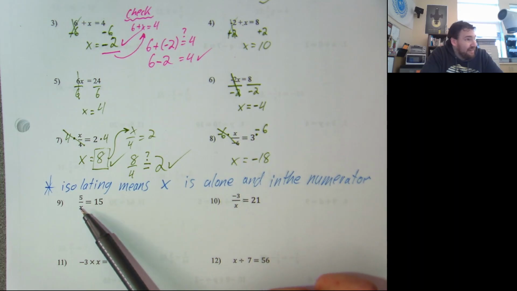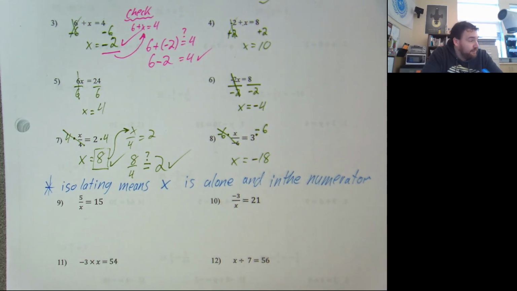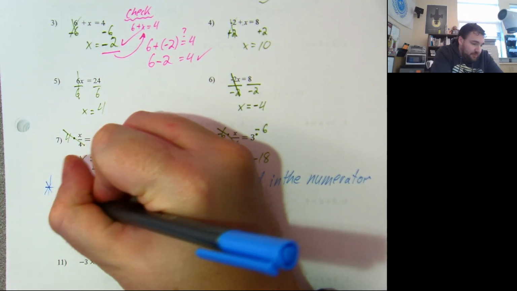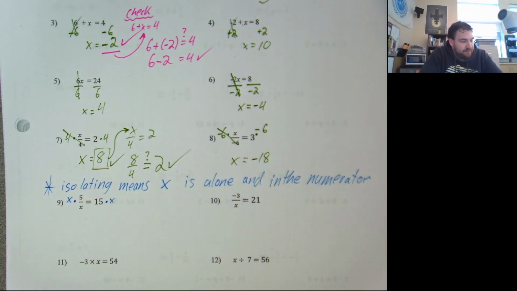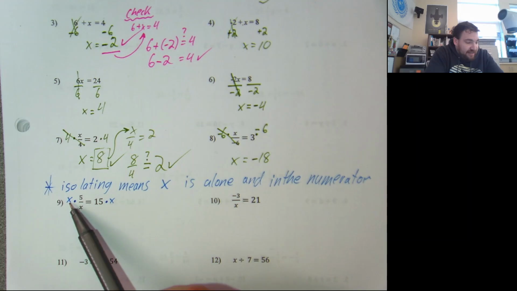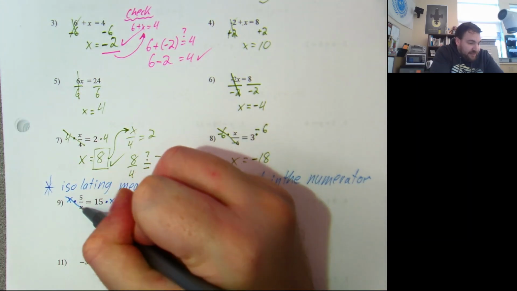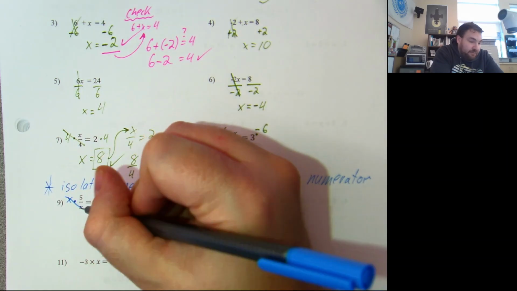So to get x out of the bottom, what am I going to have to do? I'm going to have to multiply both sides by x. I want to undo the division by x. On this side, the x divided by the x is going to cancel, leaving me now with 5.